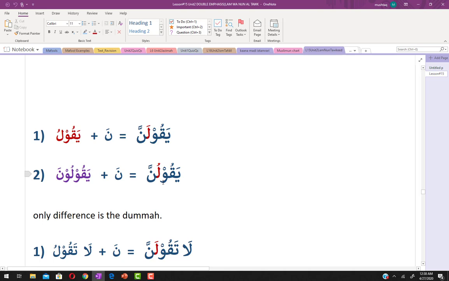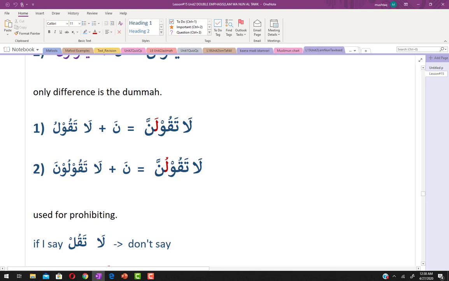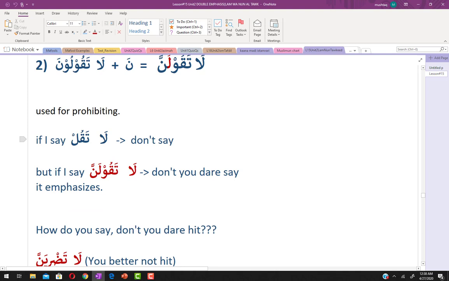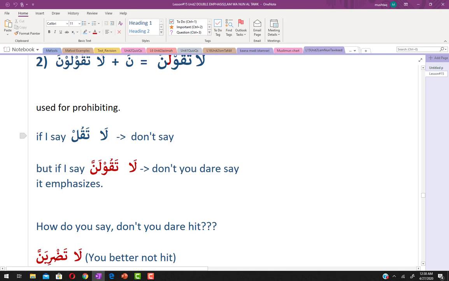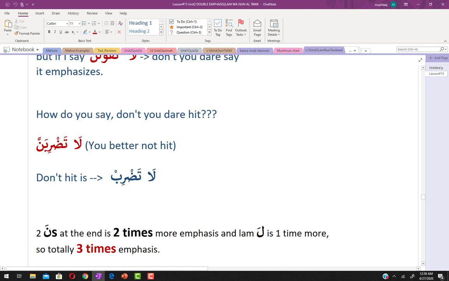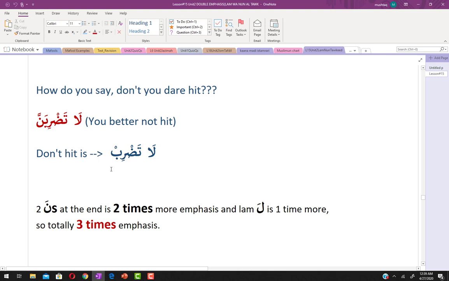For the prohibition, la taqulu becomes la taqulanna. For the singular, taquluna, it becomes la taqulunna. So for the prohibition, if I just say la taqul, qala yaqulu is to say, which means don't say, you're just prohibiting. But if I say la taqulanna, don't you dare say, it emphasizes with greater emphasis, right? And how do you say don't you dare hit, right? With so much emphasis, you're saying you better not hit. La tadribanna, daraba yadribu is to hit, right? And if I want to say just don't hit, I'll just say la tadrib. But if I want to say with so much emphasis, don't you dare hit, it is like la tadribanna.